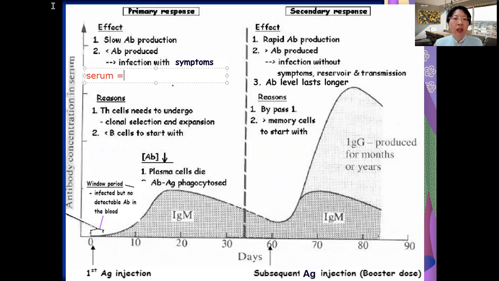What is serum? Jing-Er? Good try. Jing-Er, what is serum? I'm not so sure, teacher. Okay, for all of you, you already learned the blood and the composition of blood. Tell me, blood is divided into two main parts. What are the two main parts? Jing-Er, start from Jing-Er first.